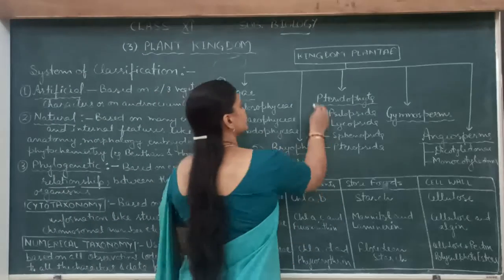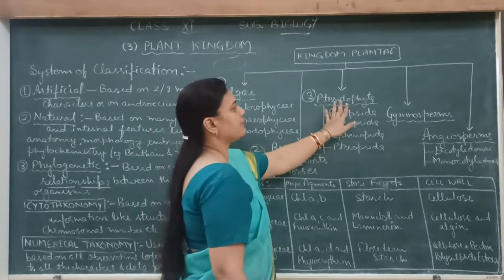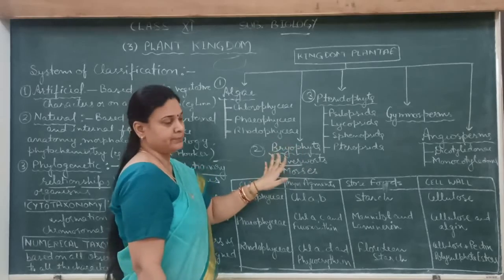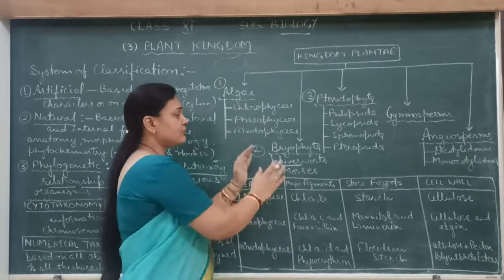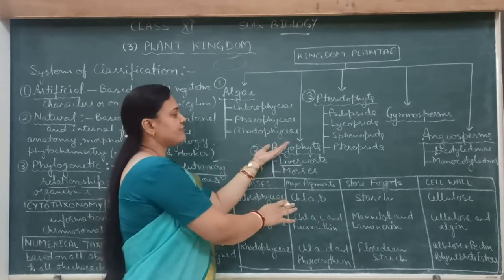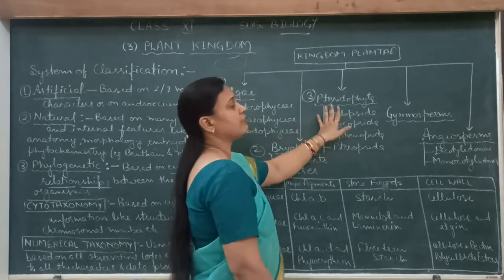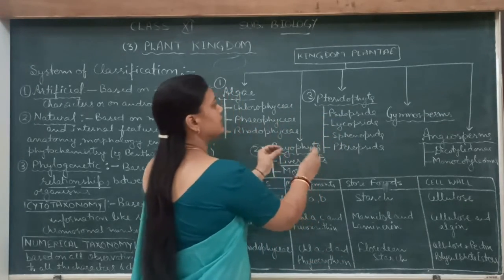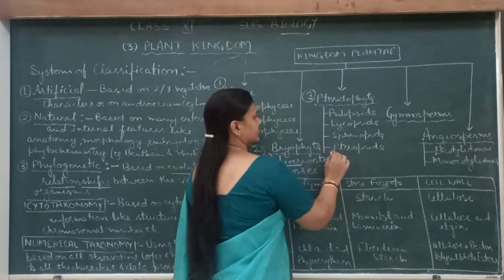The third category is pteridophytes. Pteridophytes are known as the reptiles of the plant kingdom, while bryophytes are known as the amphibians of the plant kingdom. Why amphibians? Because bryophytes can survive on land, but for the reproduction process they need water. So these are known as amphibians of the plant kingdom. But pteridophytes are known as reptiles of the plant kingdom because they totally survive on land and water is not needed for reproduction.